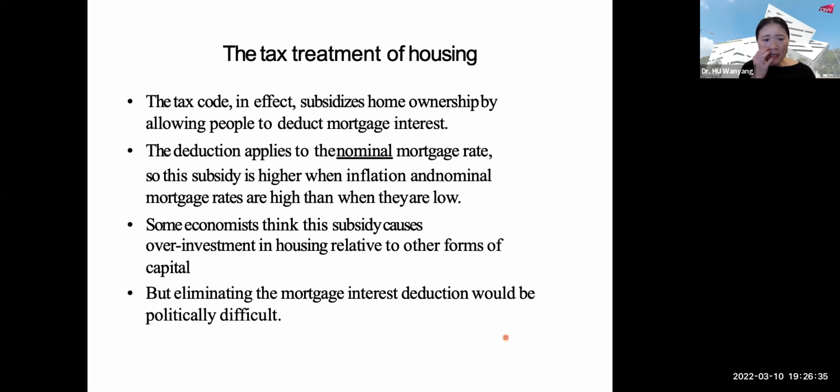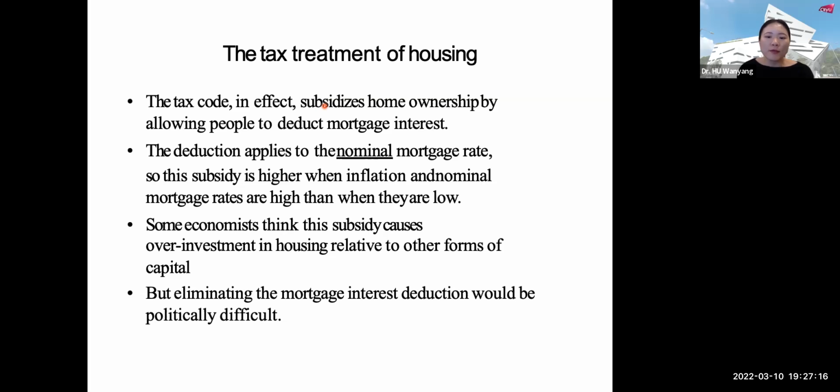Okay, tax is important as well, how the government levies taxes. The tax code in effect subsidizes home ownership, because you can deduct the mortgage interest from your taxable income. This is an implicit subsidy: if you buy a house and take a mortgage, you can deduct all the mortgage interest from your taxable income. This is how the tax treatment favors home ownership.